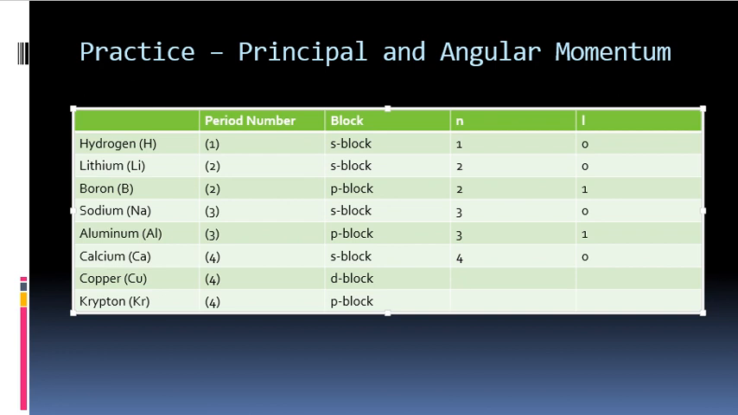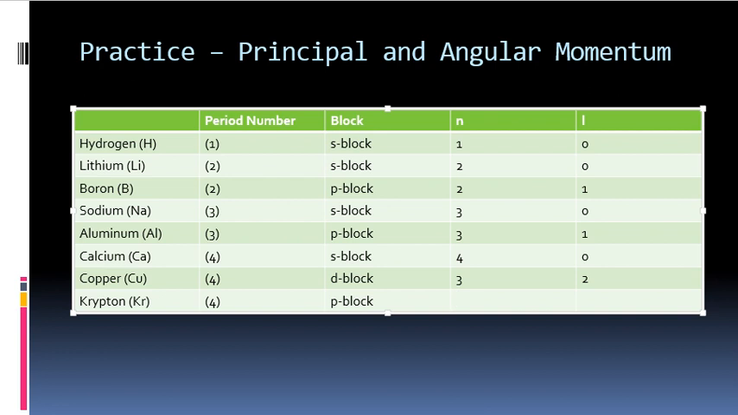Now copper is in the fourth row of the periodic table. The fourth period is where we start seeing D block elements. For a D block element, its outermost electron will have a principal quantum number that is 1 less than the period number. So 4 minus 1 would give us an N value of 3. For any D block element, for any D electron, L will equal 2, always.